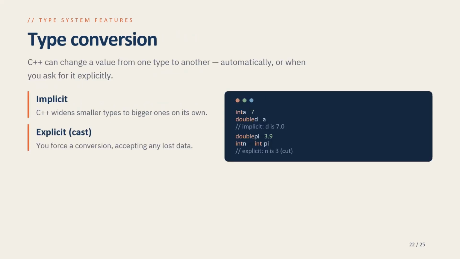Next comes type conversion. Sometimes it becomes necessary to convert one data type to another. So C++ supports two kinds of conversion. One is implicit and the next one is explicit. Implicit conversion happens automatically, where there is no risk of losing information. Explicit conversion is also called typecasting. This is performed by the programmer when data needs to be converted manually, even if some information may be lost.